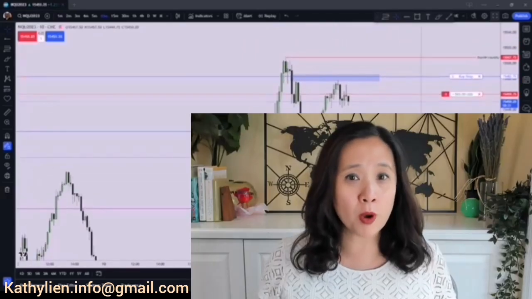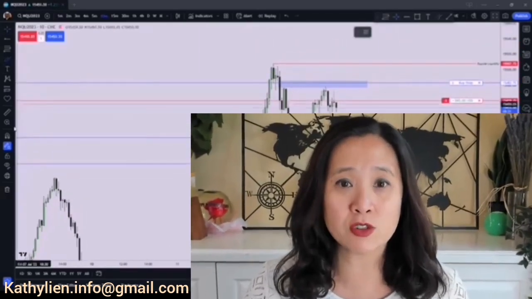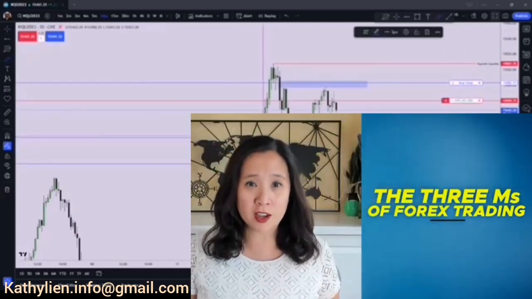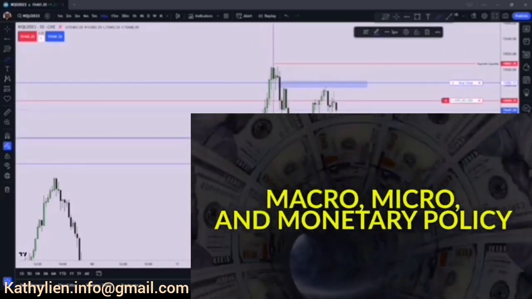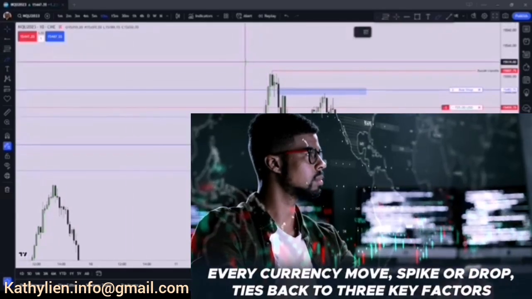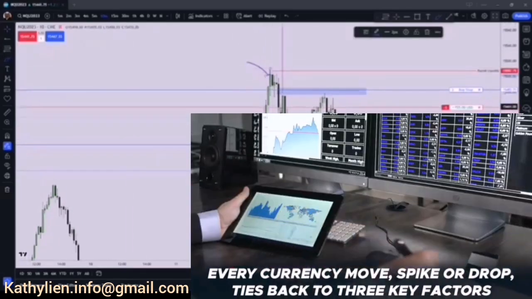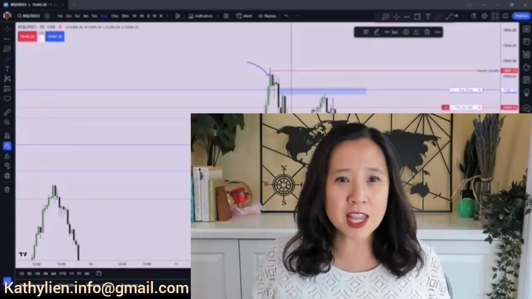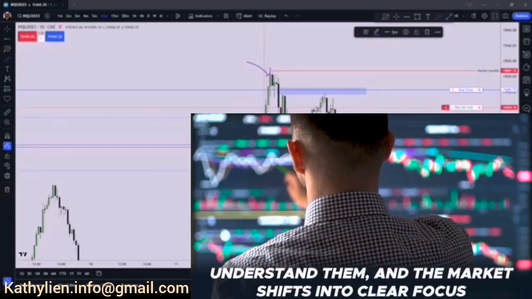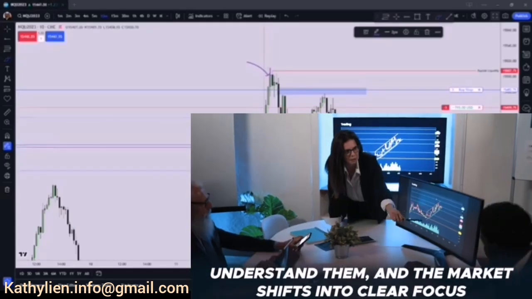And it all boils down to three key drivers, what I like to call the 3 M's of Forex trading: macro, micro, and monetary policy. Every major currency movement, whether it's a spike or a drop, can be traced back to one of these 3 factors. The 3 M's are the foundation of Forex trading fundamentals. Once you understand them, you'll see the market in a completely new way.